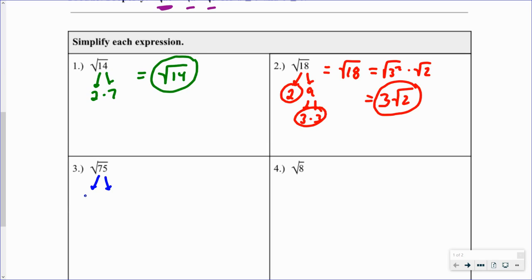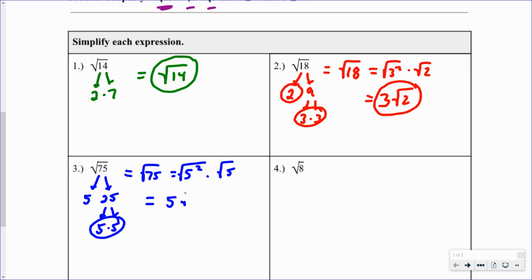So 75, that's divisible by 5. That's 5 times 25. And then 5 is a prime number, 25 is not. 25 is 5 times 5. So I'm going to rewrite the square root of 75 as 5 squared, actually the square root of 5 squared, times the square root of 5. So that's going to equal 5 root 5. So again, I'm looking for any perfect square factors, because if I take the square root of a perfect square, I get a nice rational number instead.